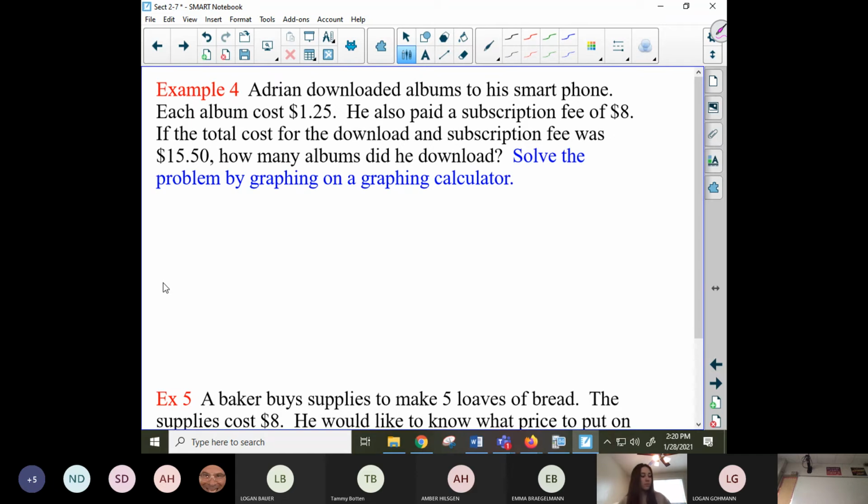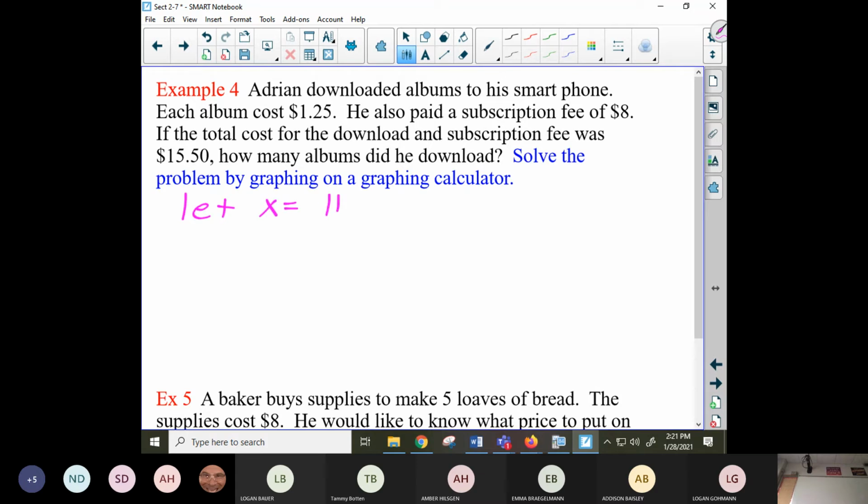Okay, so let's do these word problems here. It says Adrian downloaded albums to his smartphone. Each album costs $1.25. He also paid a subscription fee of $8. If the total cost for the download and subscription fee was $15.50, how many albums did he download? Again, might be something you do not have to write much down for. You could just kind of figure it out. But in case it wasn't, I need to show you a way.